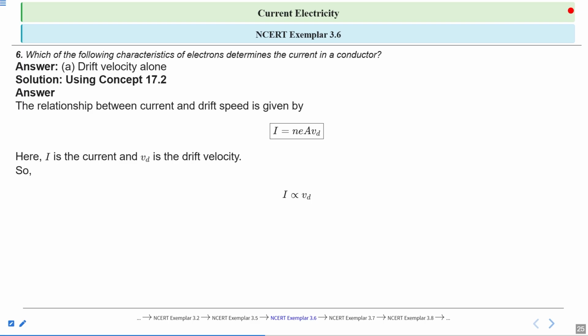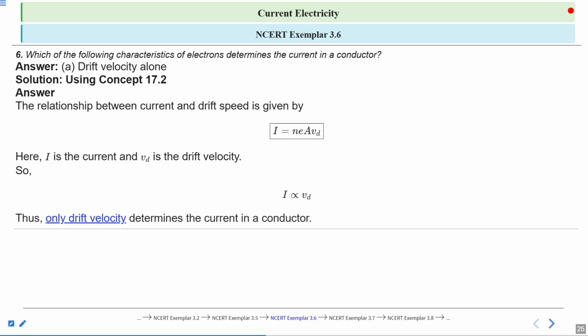Okay, so there is no relation of current with the thermal velocity. Only drift velocity determines the current in the conductor. So there is no relation of thermal velocity with the current. So only drift velocity determines the current in the conductor. So option A is the correct option.